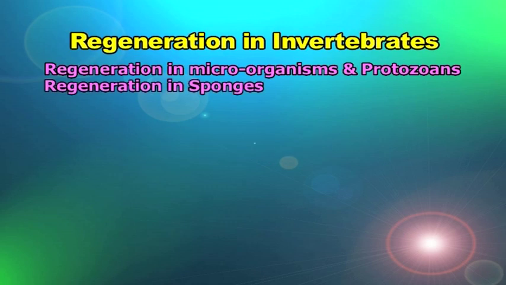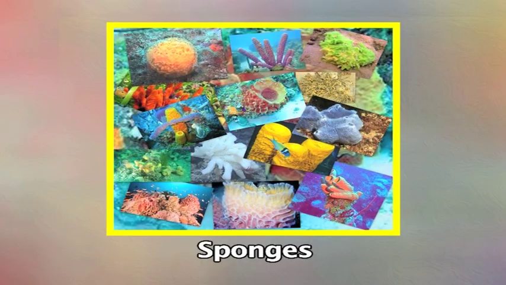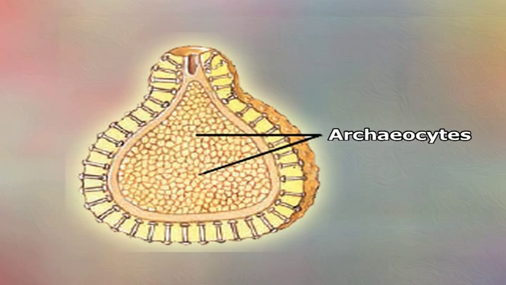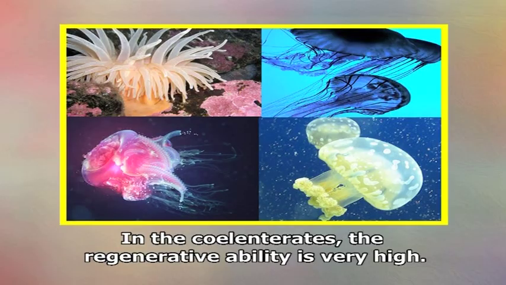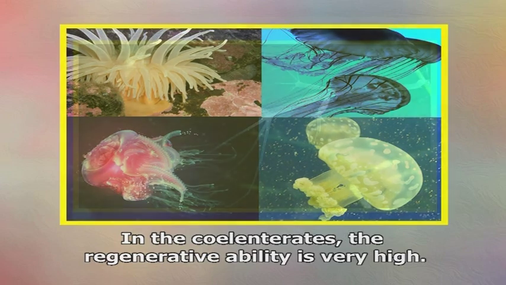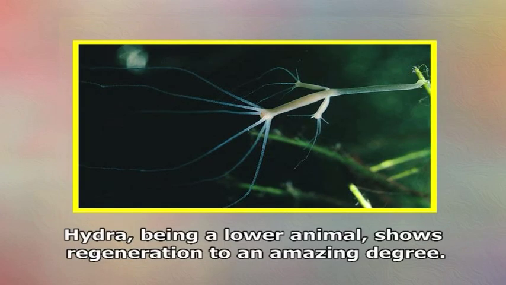Regeneration in sponges. The method of regeneration is relatively pronounced in sponges. Complete animal can be reconstituted even from only some undifferentiated archaeocytes. Regeneration in coelenterates. In the coelenterates, the regenerative ability is very high. Hydra, being a lower animal, shows regeneration to an amazing degree.